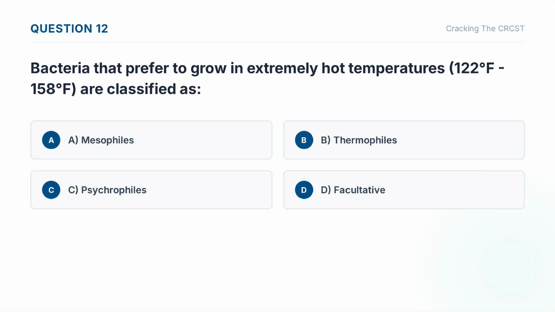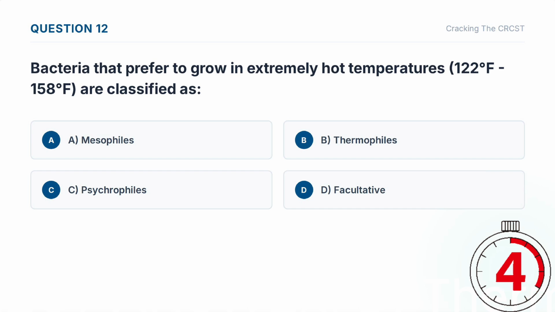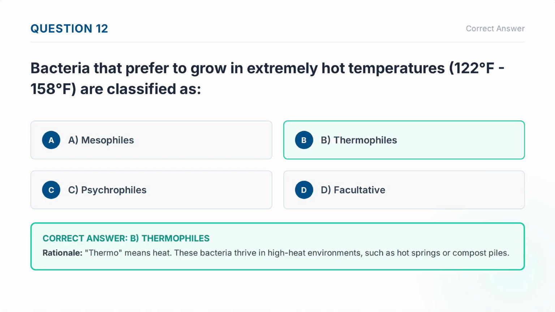Question 12. Bacteria that prefer to grow in extremely hot temperatures, 122 degrees Fahrenheit to 158 degrees Fahrenheit, are classified as A. Mesophiles, B. Thermophiles, C. Psychrophiles, D. Facultative. The correct answer: B. Thermophiles. Rationale: Thermo means heat. These bacteria thrive in high heat environments.